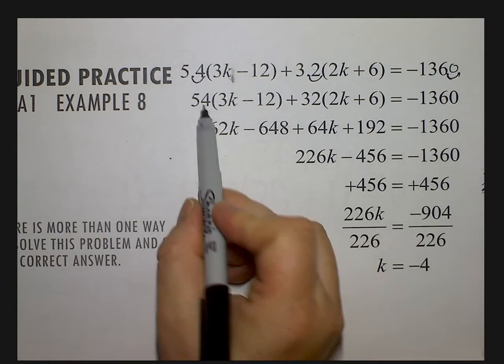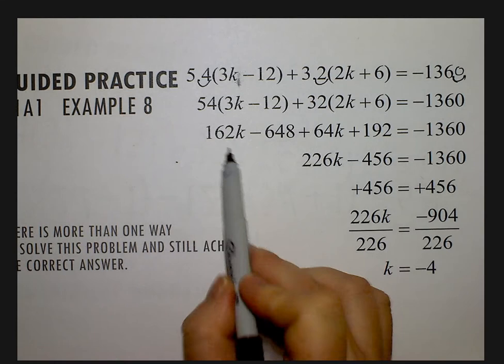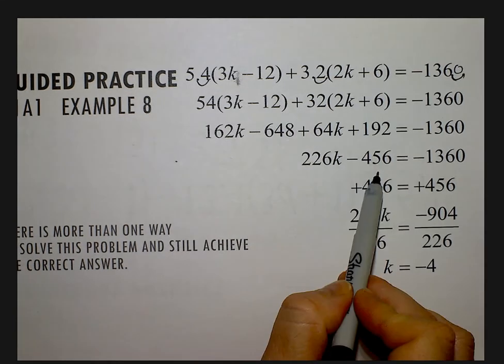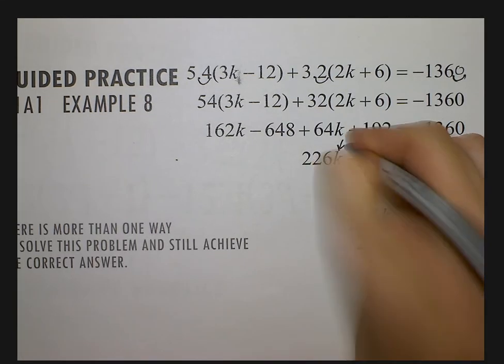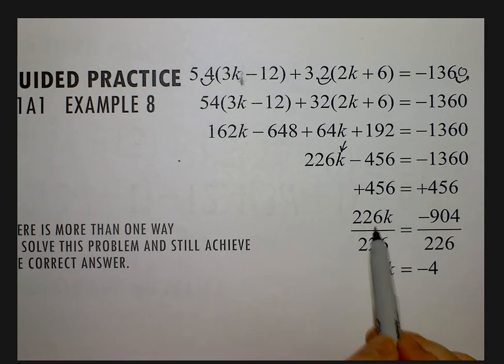Then I'm going to distribute these numbers. I'm going to combine like terms. And my goal is to isolate the k. So at this point, opposite of subtracting is adding, and then opposite of multiplying is dividing.